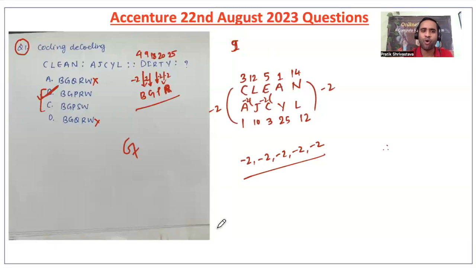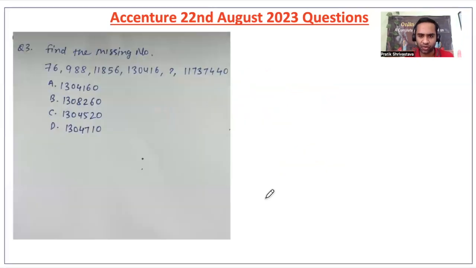Friends, if you go with position, it will be very easy for you. You can see from here itself, this is -2, right? Like this you will be able to solve the question in the exam. Now, find the missing number.